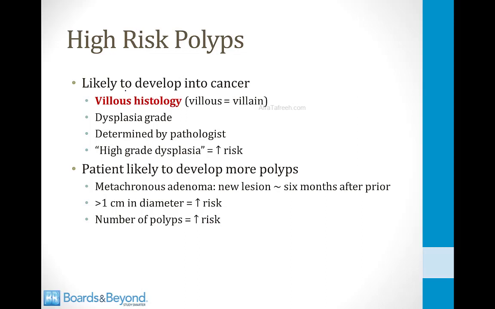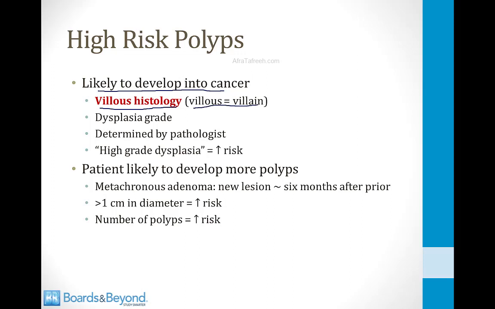So first of all, there are some high-risk features of an individual polyp that mean the polyp is likely to develop into cancer. One of these is the presence of villus histology. I mentioned this before, but villus histology polyps are more likely to turn into cancer than tubular polyps. Many people remember that villus is the villain.